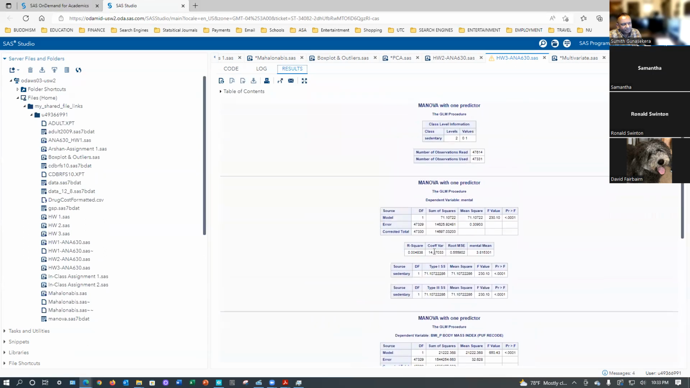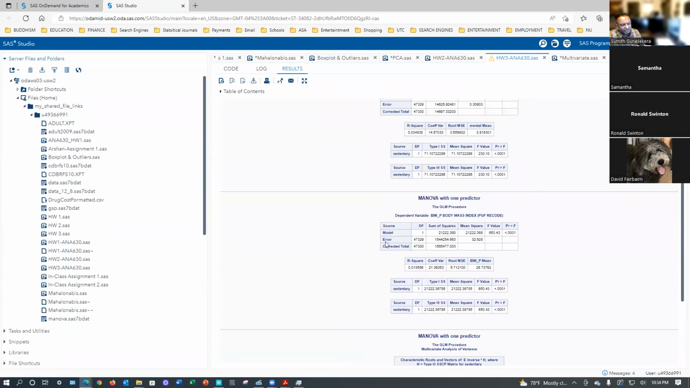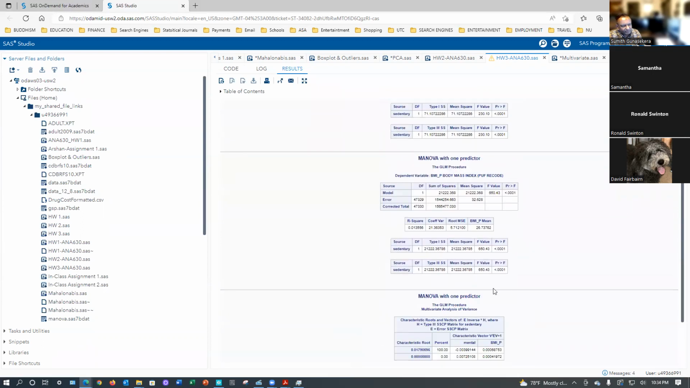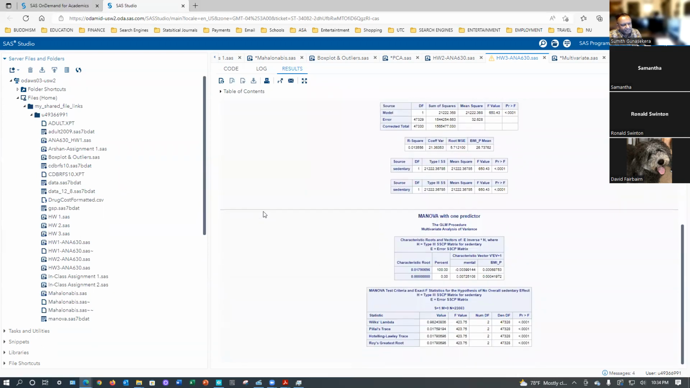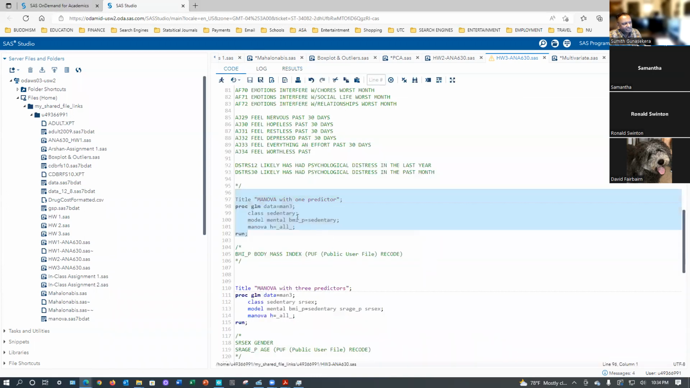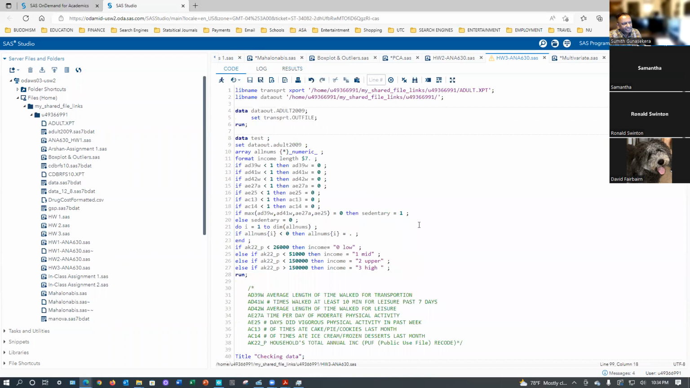So supposing this one is the variable y1, the same way that we had earlier, and this one is for body mass index, the dependent variable. This one is for the dependent variable mental. We built that one up. And then we have two groups. Each group has what? One is sedentary and the other one is active.